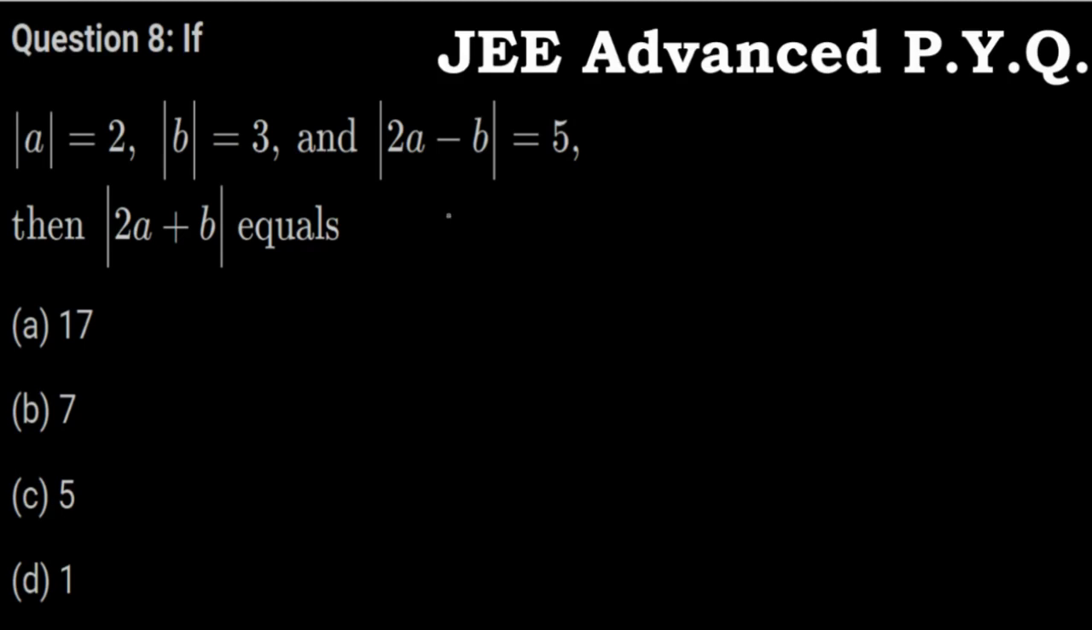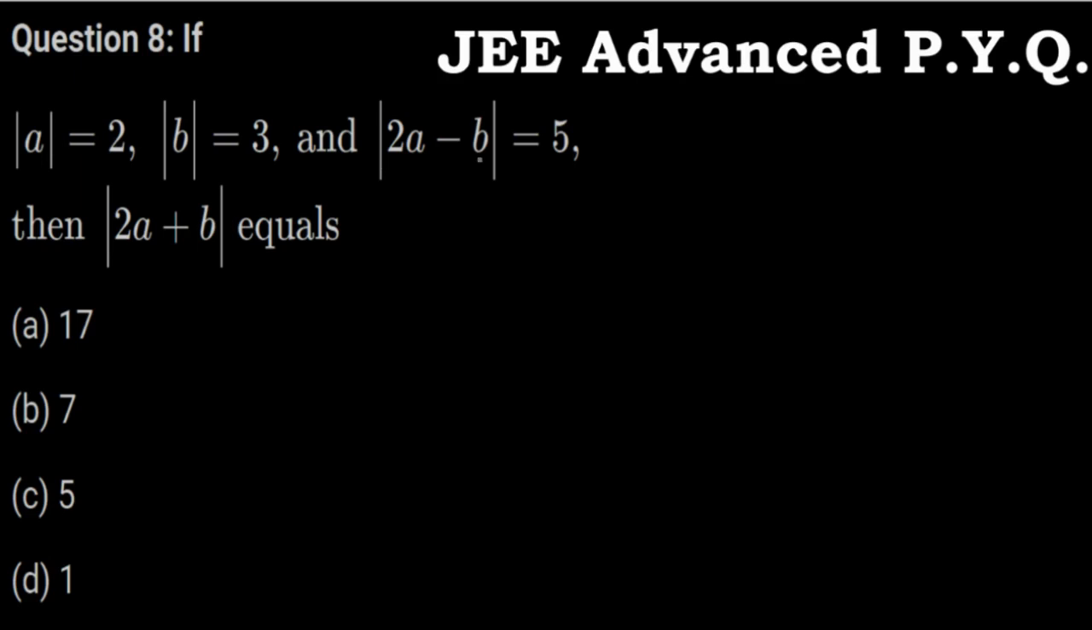Let's solve a vectors question from the JEE Advanced paper. It says if the magnitude of A is 2, the magnitude of B is 3, and the magnitude of 2A minus B is 5, then the magnitude of 2A plus B is what? And we've got a few options here. So let's use what we know and try to solve for it.